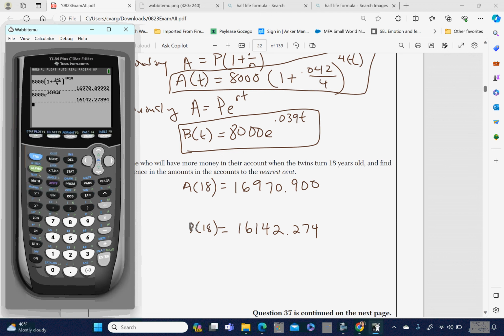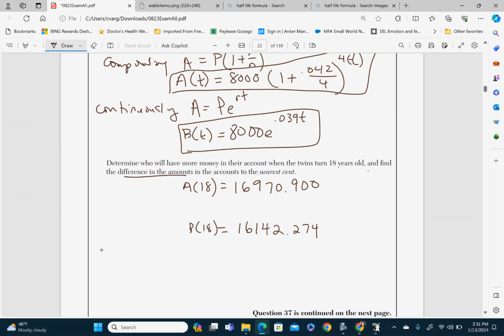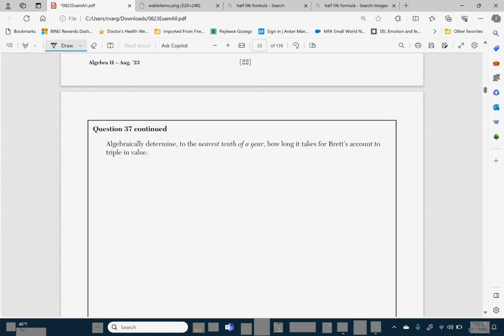Okay, and then it says how much more money, right? So it says, and find the difference in amounts. So how much more? So we're going to subtract the two of these, and that's going to be 828.626. But it says to the nearest cent, so this is going to be about 828.63. That's the difference in the amounts. Okay. All right. So that right there is guaranteeing us 4 points.